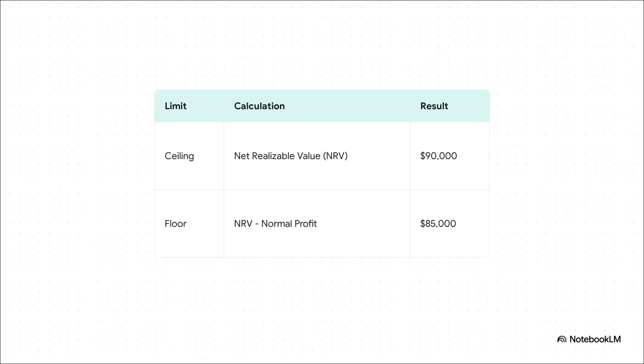Okay, first things first, we need to set our boundaries. The ceiling is our net realizable value, which the problem gave us. That's $90,000. Simple. The floor is that NRV minus the normal profit. So $90,000 minus $5,000 gives us a floor of $85,000.